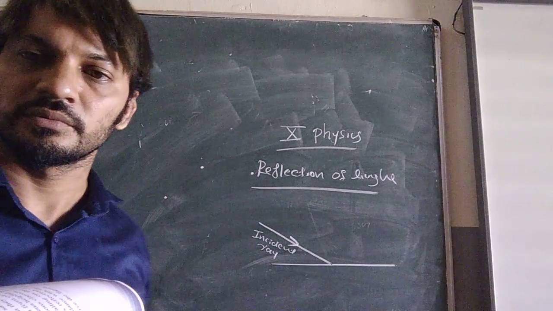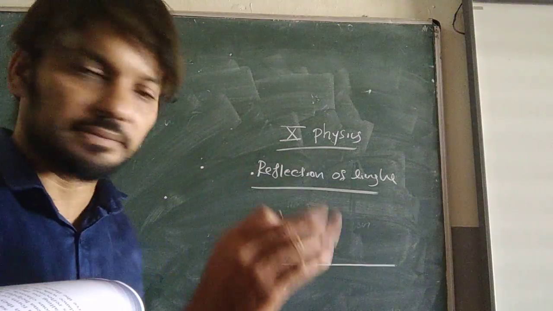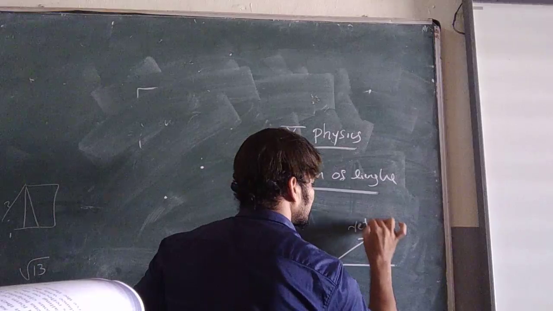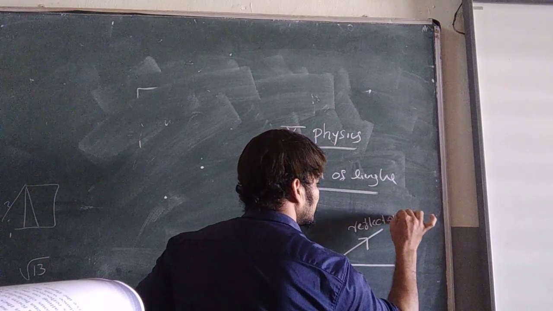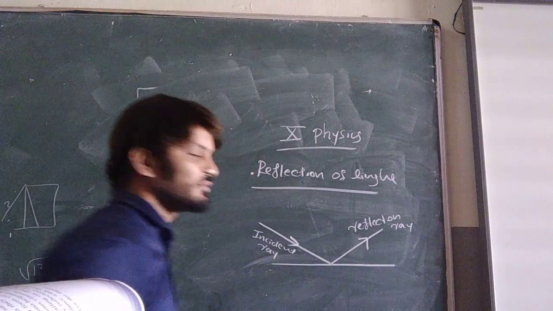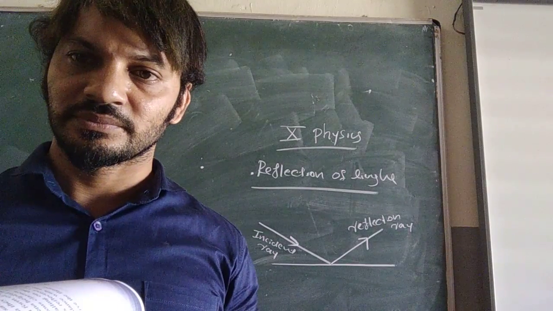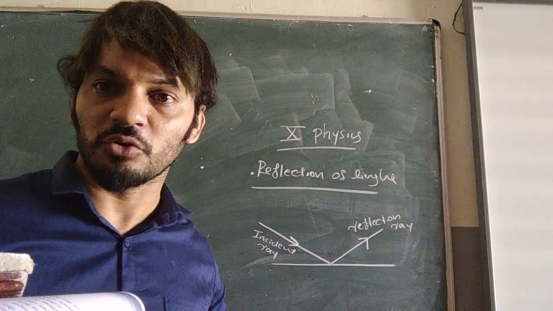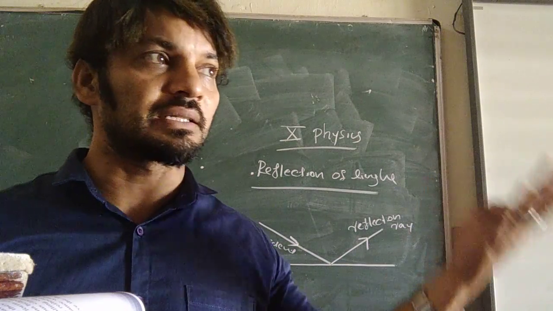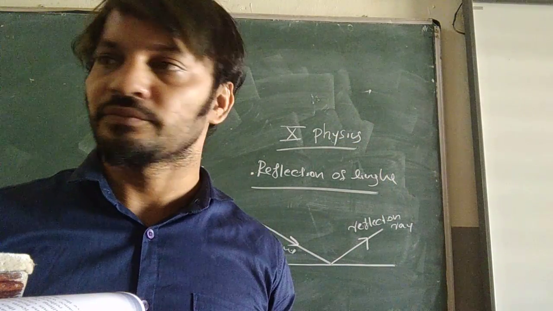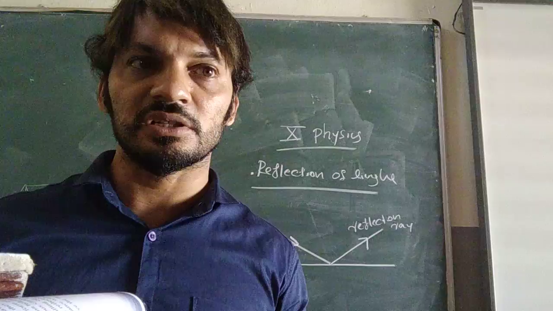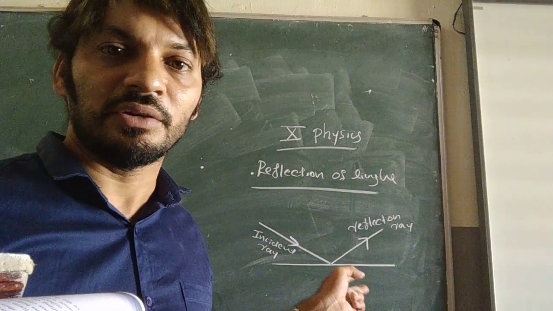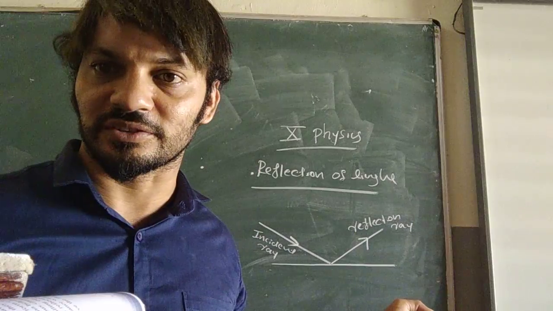The light falls and comes back, reflected. This is known as the reflection ray. If the light falls on a surface that is not polished, such as coconut tree stems and other unpolished surfaces, it will not reflect. It reflects only when it falls on a smooth surface.